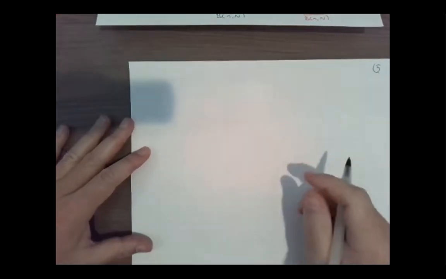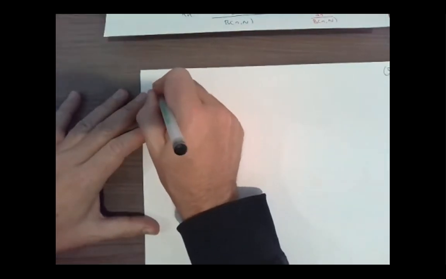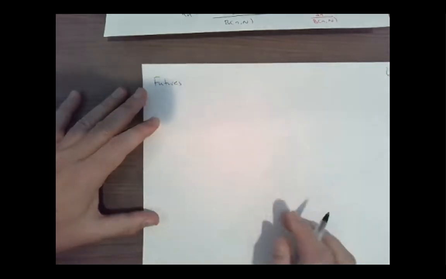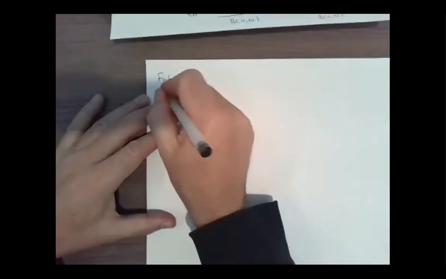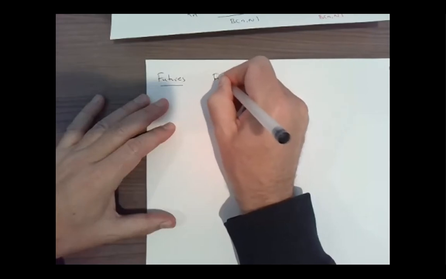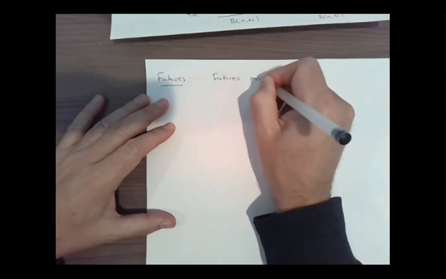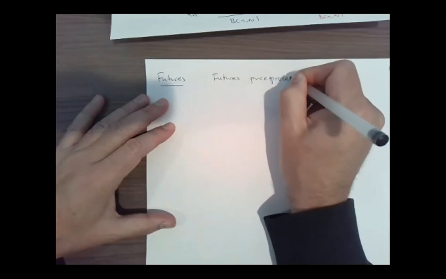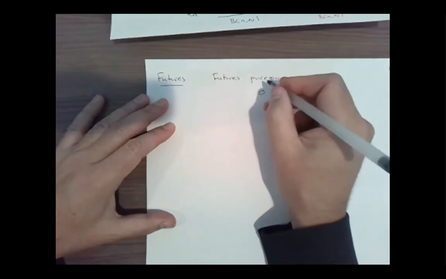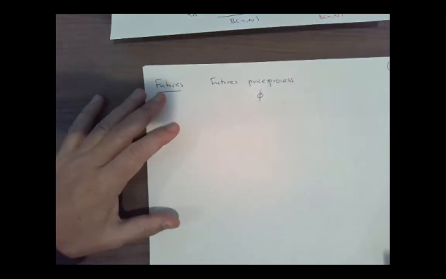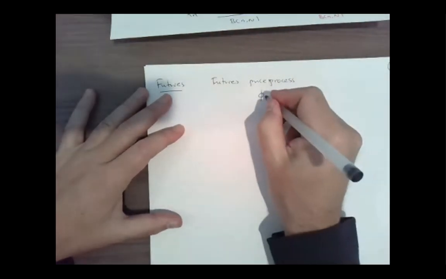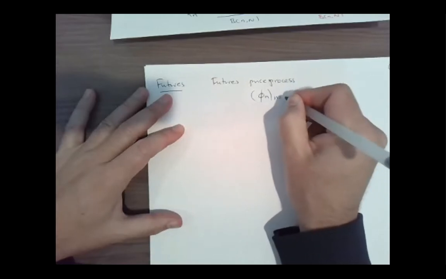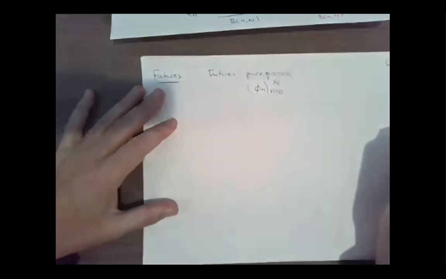Then the forwards is quite similar, except you get payments throughout. So for futures, now the futures price process, we denoted it by phi. Phi n goes from 0 to expiry.